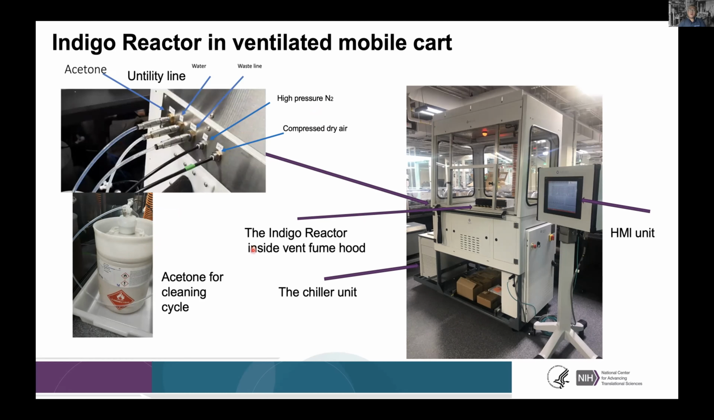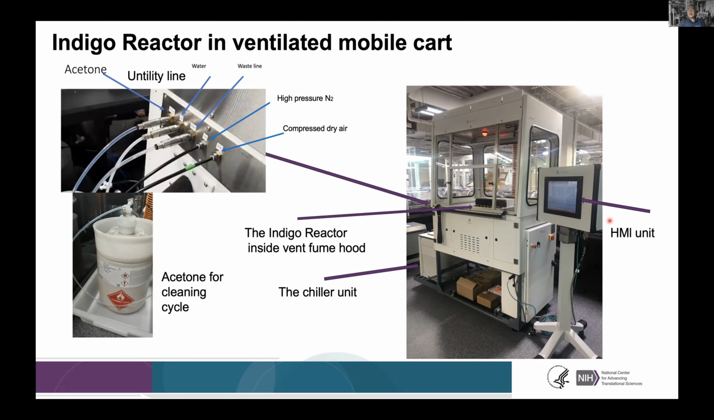And then the most important part is in the center, where we have this Indigo reactor inside of here. It's about the size of two microwave reactors, because right now you can only see the top of the reactor. Most of the rest will be inside here. But if you're putting that into your regular ventilation hood, it'll be about this tall, and it also saves a lot of space.